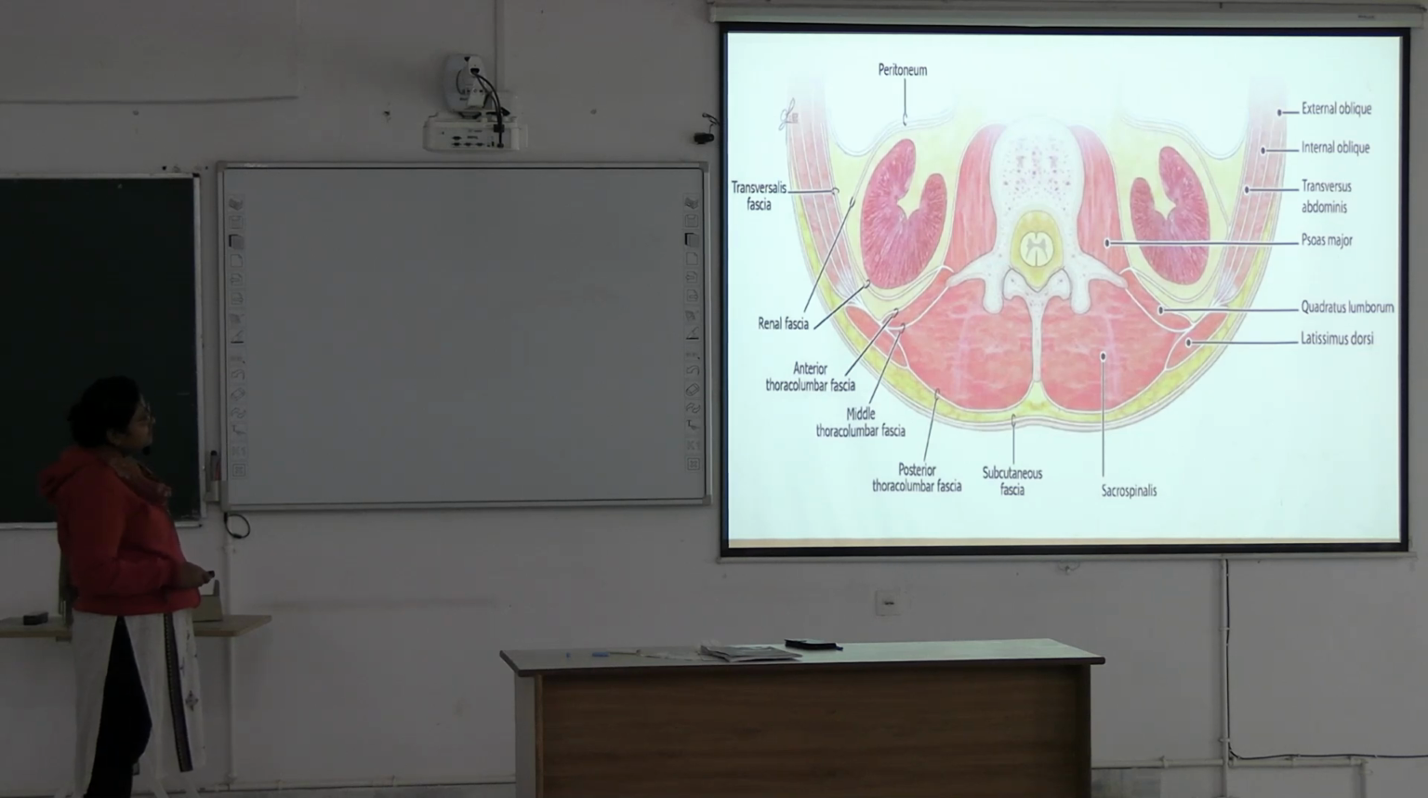These are the back muscles. Okay, latissimus dorsi, quadratus lumborum. Here is the sacrospinalis and other back muscles. And these are the flat muscles of the abdomen: external oblique, internal oblique, transversus abdominis.